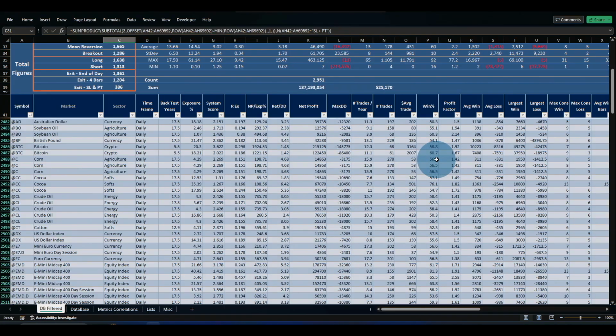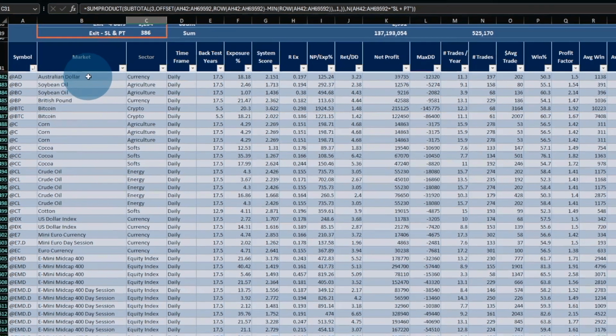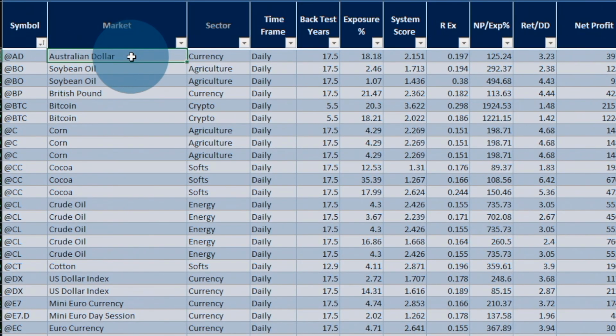But now we have all this data. So now what? We know it's number 1. What do we do? So now we can go through the database and find out where the edge lies. So I sorted here all the markets that these strategies are based on. So for example, this is Australian dollar, only one strategy on Australian dollar. Soybean oil 2, British pound 1, Bitcoin 2, crude oil 5.